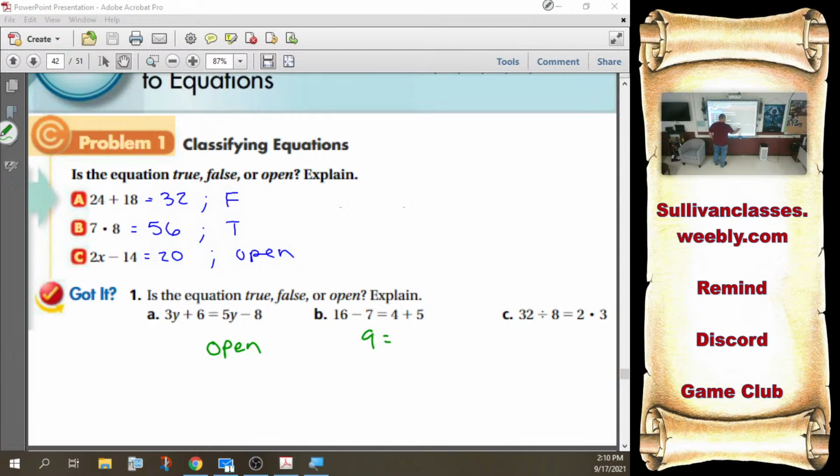16 minus 7 and 4 plus 5. By my accounts, those are the same thing. So, true statement. 32 divided by 8, 4. 2 by 3, 6. That is not a true statement. False. That's simple. That's all it is. You just have to be able to say what it is.